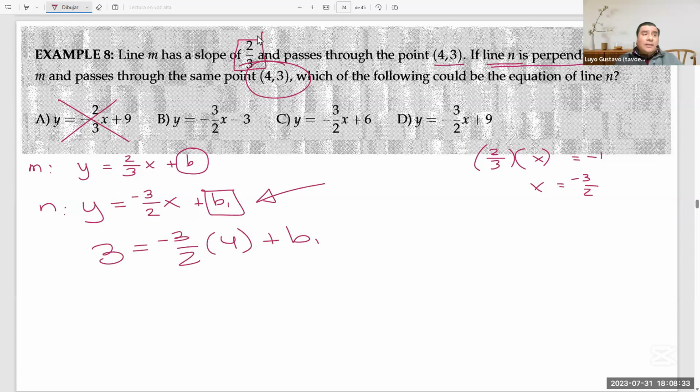So what is this value? Okay, you know, this is -6. So B1 would be 3 plus 6. So 9. Correct answer choice, this. Because the equation would be -3/2 times X plus 9. All right? Okay, now let's move on.